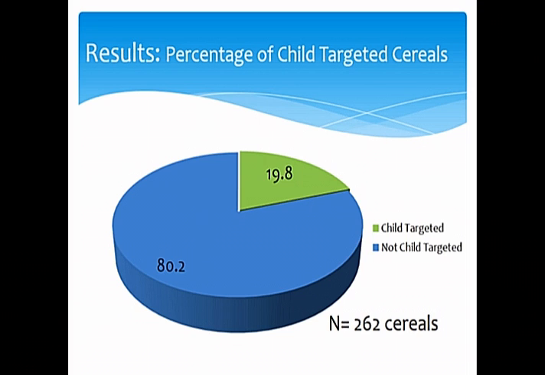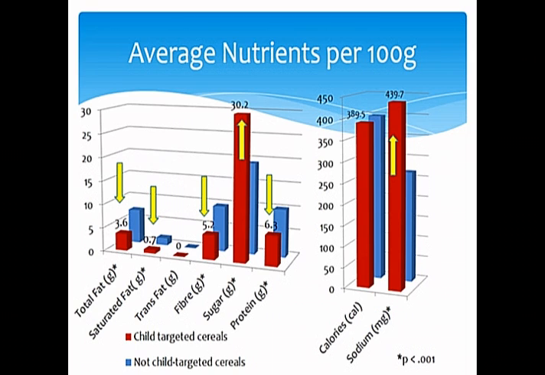Now, what we found was about 20% of the breakfast cereals that were sold in Ottawa-Gatineau are actually child targeted. There were a total of 262 cereals, 20% targeted at children, and the rest we called not child-targeted cereals. There were big differences in the average nutrients between the child-targeted and the not child-targeted cereals. First of all, the child-targeted cereals were significantly lower in total fat and saturated fat, which is very positive. But on the negative side, they were also much lower in fiber and much lower in protein, and significantly higher in sugar and significantly higher in sodium. So overall, their nutritional profile was much poorer compared to the not child-targeted cereals.